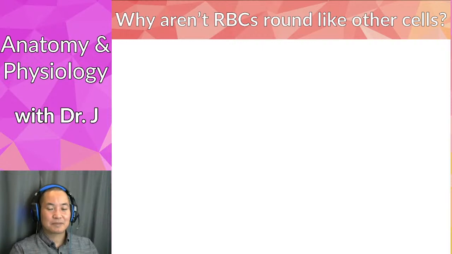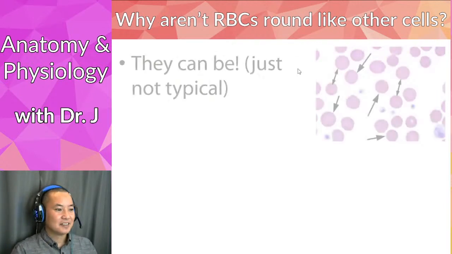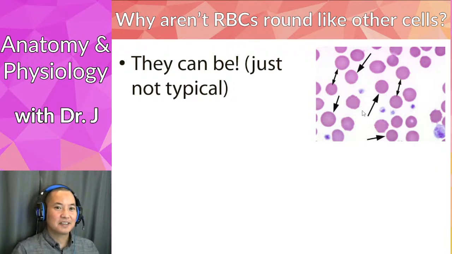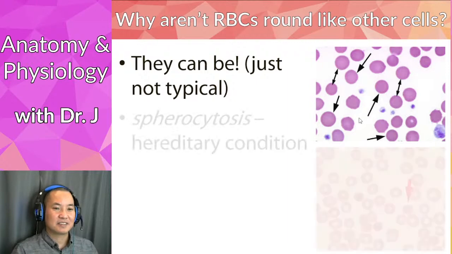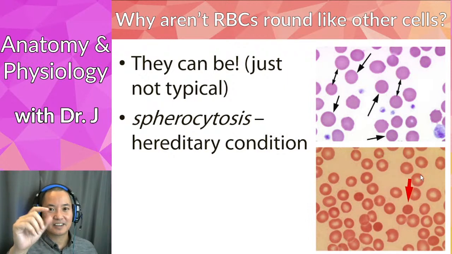But also, like in the previous picture, why are red blood cells biconcave? Why don't they look like those big white fuzzy balls we saw? Well, they can be, and this is a condition we call spherocytosis. It's typically hereditary, meaning that you inherit it from one or both of your parents. And this person actually has a mix here. So these don't have that lighter area, because they don't have that biconcave part.